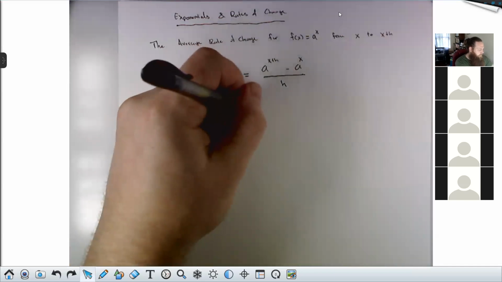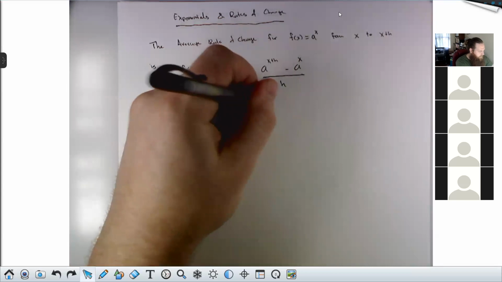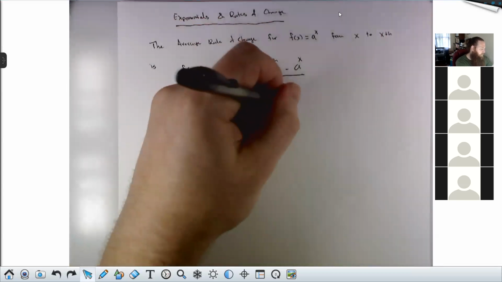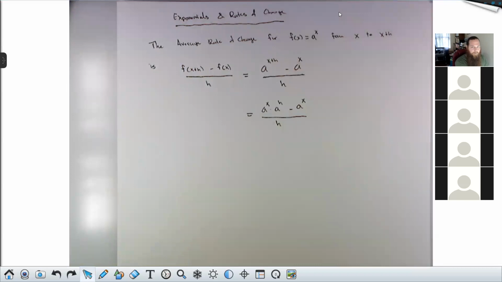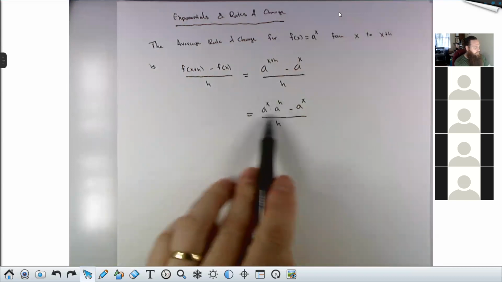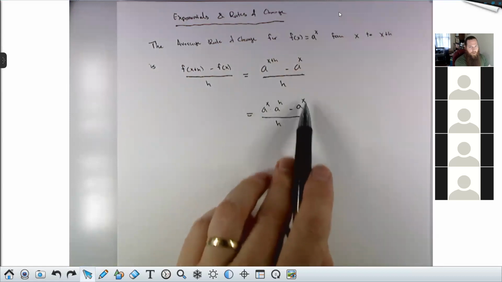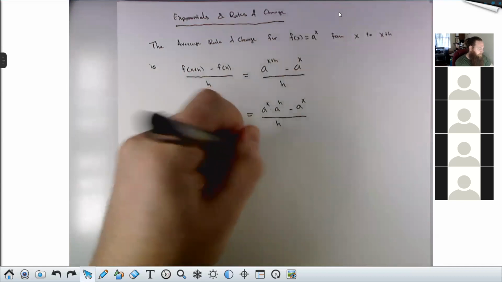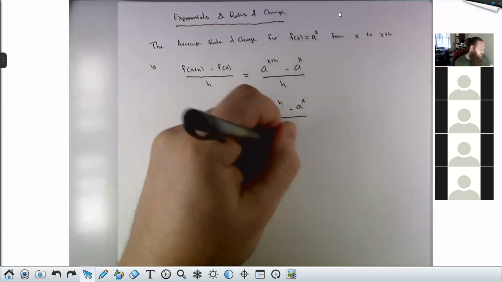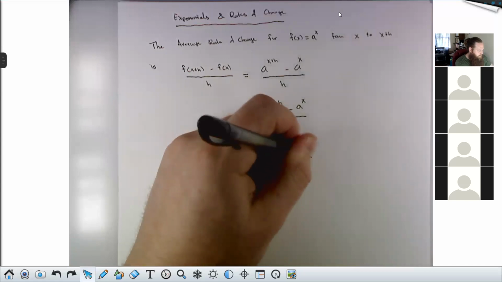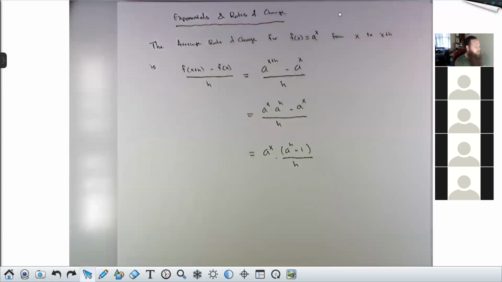And then I have an algebra rule that says a to the x plus h, well, that's a to the x times a to the h. So I get this. And what you see is that upstairs, there's sort of two terms. There's this term and there's this term. And common to those two terms is a to the x. So I can factor a to the x out. And what's left is a to the h minus 1 over h. So the average rate of change for an exponential, like a to the x, when you plug in a to the x, simplifies to this.